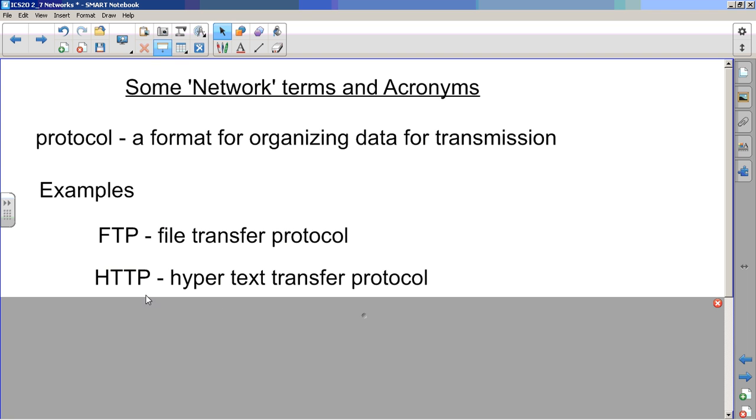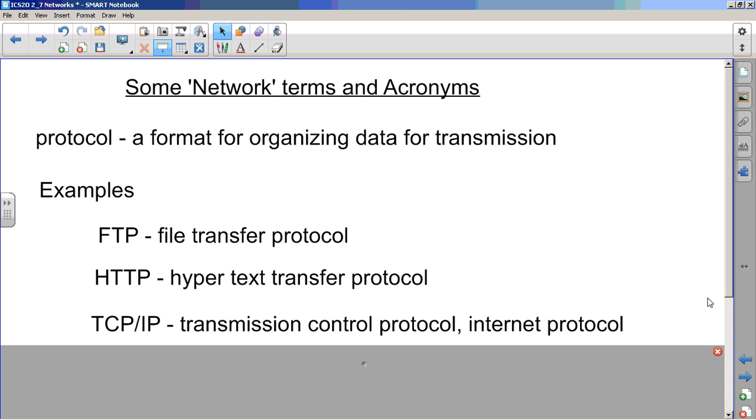One that you've seen, but maybe you didn't realize what it was, is Hypertext Transfer Protocol. Hypertext Transfer Protocol is the idea of web pages being sent from a server to your web browser. This is a different protocol: HTTP, Hypertext Transfer Protocol.